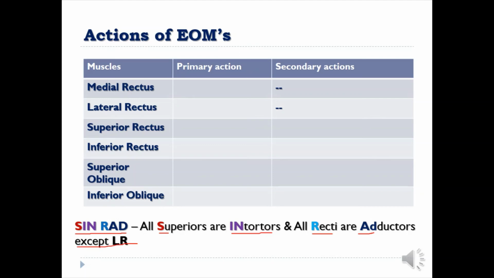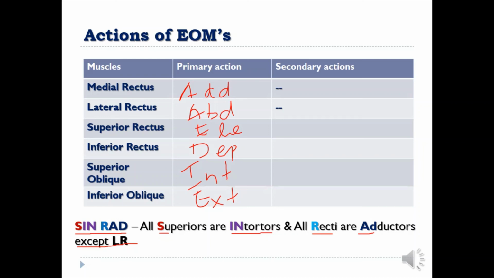Now we'll see how we will use this to fill this table so that we'll be able to remember the actions of extraocular muscles. First, try to write down all the primary actions. You already know them. Medial rectus has a primary action of adduction, lateral rectus abduction, superior rectus elevation, inferior rectus depression, superior oblique intorsion, and inferior oblique extorsion. Write these primary actions down first.